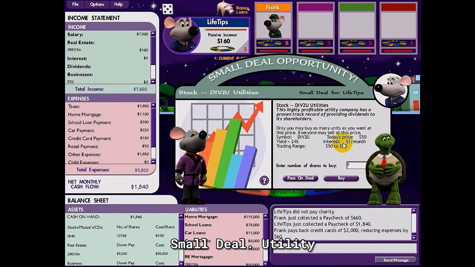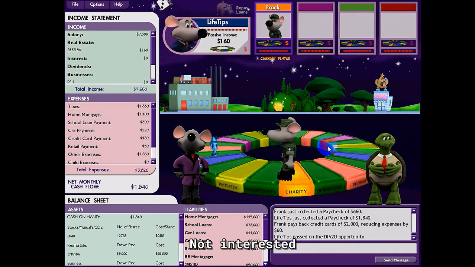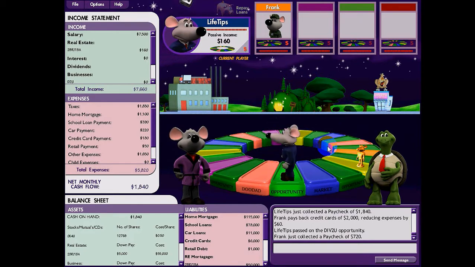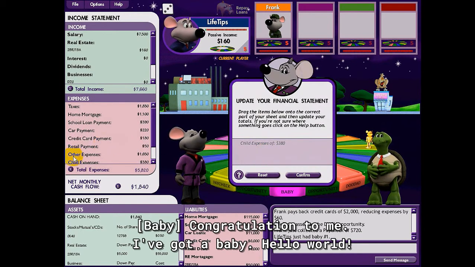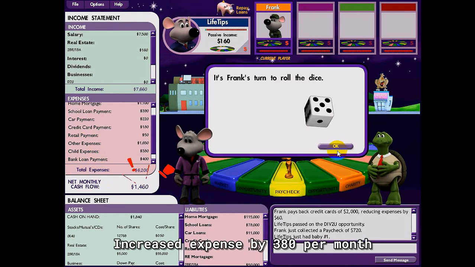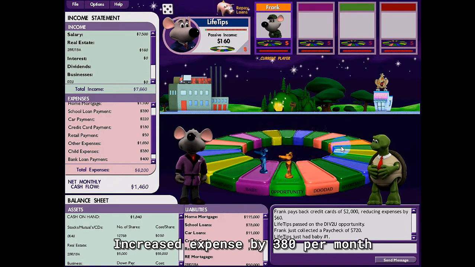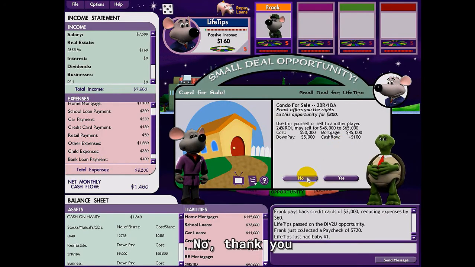Okay, small deal. So the stock utility, trading price is 50-50. No, not interested. Baby, congratulations to me. Welcome to the world. We spend $380 per month. No, thank you.